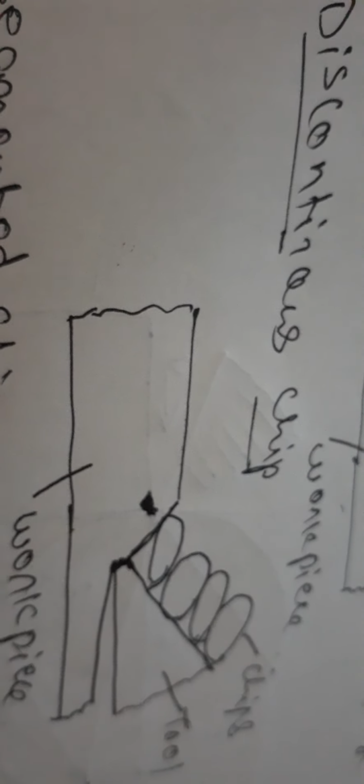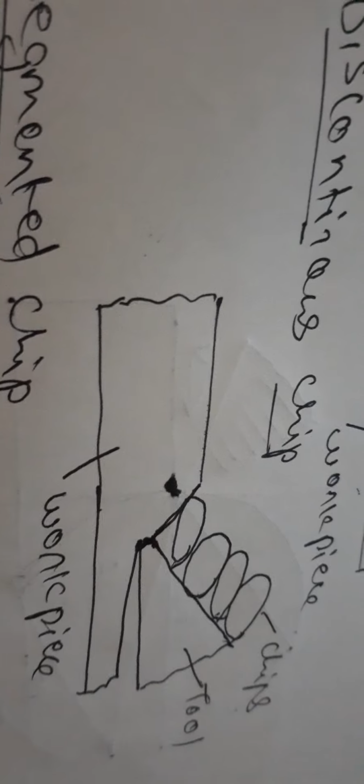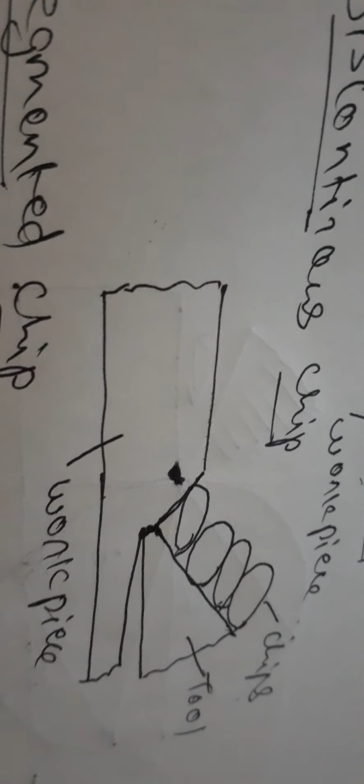So next will be segmented chip. What is segmented chip? During machining of most engineering materials, segmented chips are produced, which are a combination of continuous chips and discontinuous chips. The shape of these chips depends upon rake angle, cutting speed, and material properties.